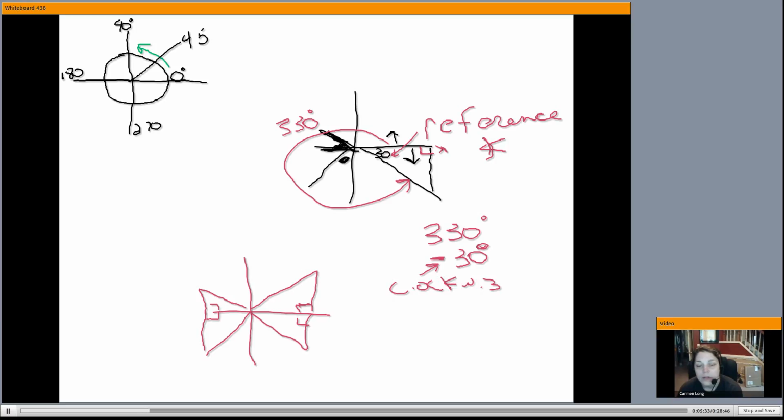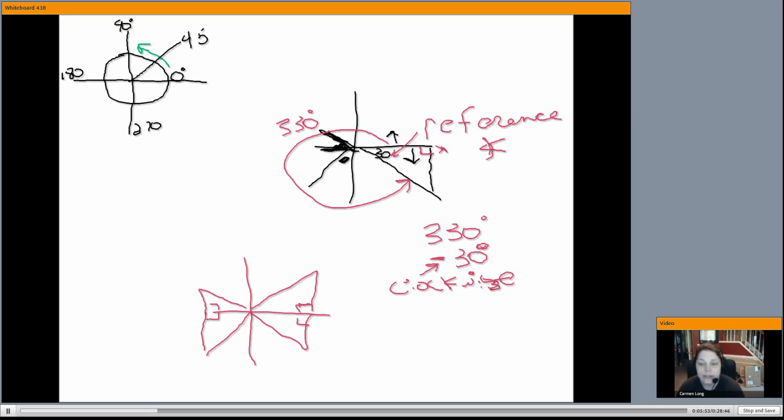So if your angle is negative, that's your indicator that we're going to count this in the clockwise direction. So the negative is a directional thing. Any positive angles get measured this direction. Any negative angles get measured in this direction. All right, so that's that.